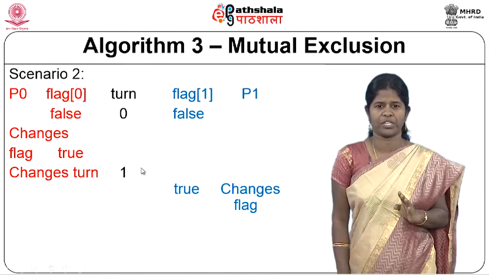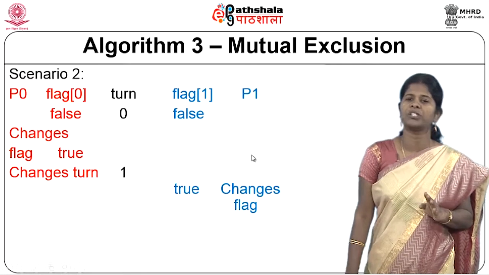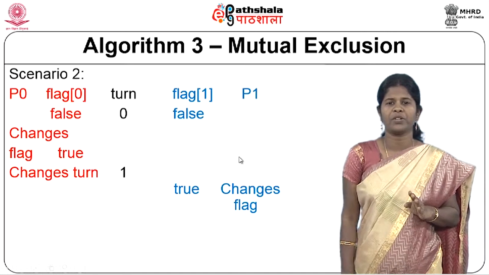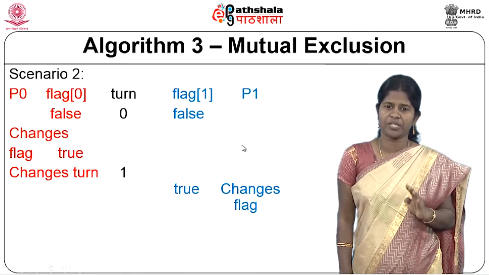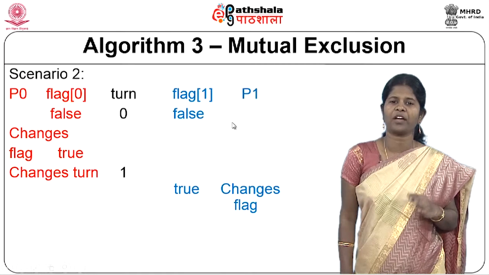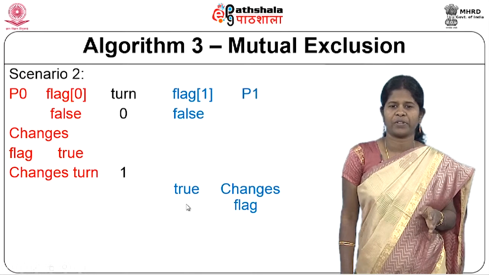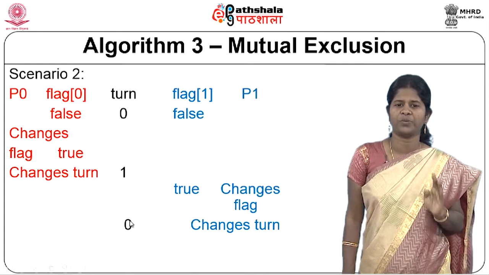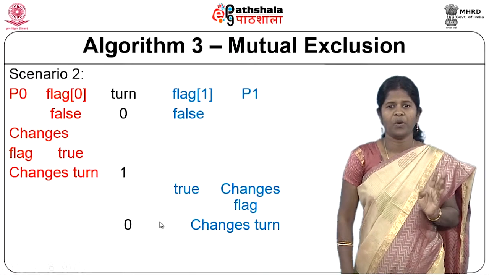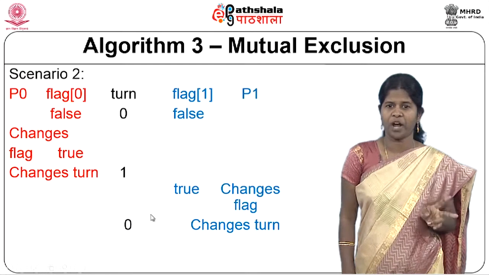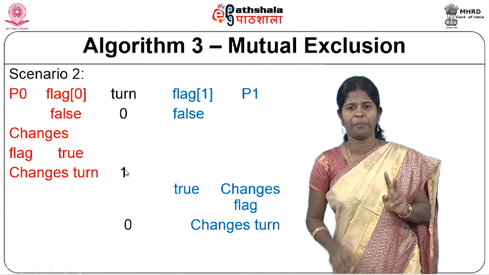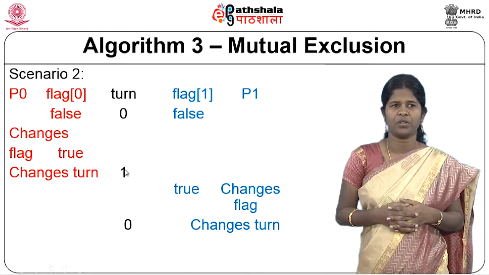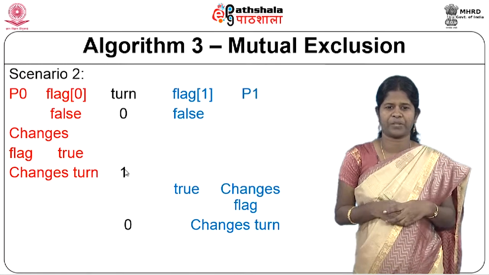and say there is a context switch now, and P1 also wants to enter critical section. So, what does P1 do? P1 will set its flag[1] to true, and then P1 will change the value of turn equal to 0. Now, there are two processes P0 and P1, both are competing to enter critical section. So, who will now enter critical section?